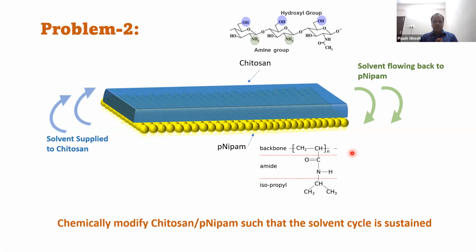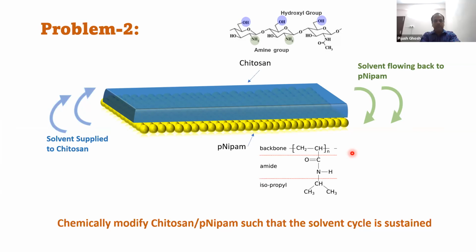Now, this is going to be a very interesting problem if we can chemically modify Chitosan and/or PNIPAM so that when your trigger temperature is reached, it supplies the water and the folding. Then, when it goes back to the normal temperature, 100% of the water that was in Chitosan comes back and hydrates the PNIPAM. If that can be done, this is actually going to be a very useful system, particularly for sensing purposes. So this is the problem.